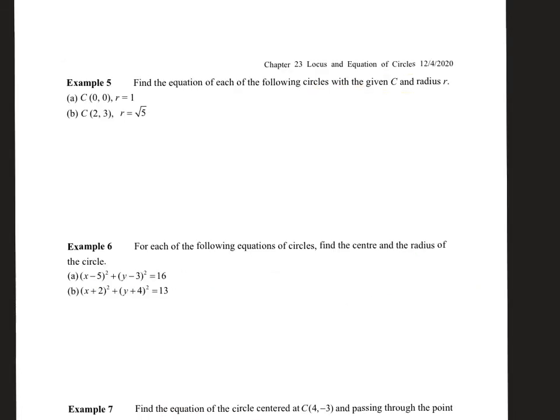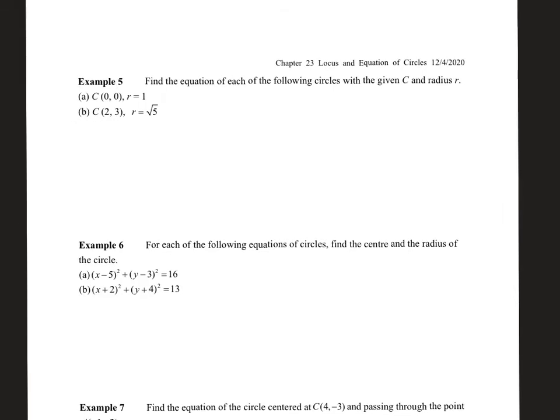All right, so now let's take a look at examples 5 and 6 to familiarize ourselves with the standard form. That means the first format of the equation of a circle. First of all, in example 5, you're asked to find the equation, where the center and radius are given already. For part A, the equation of the circle is (x - x0)² + (y - y0)² = 1², be careful.